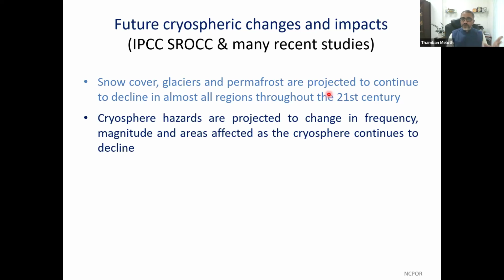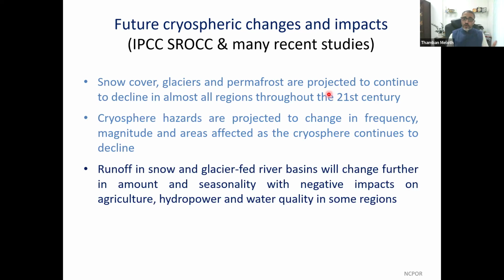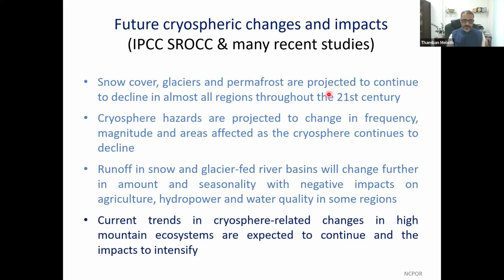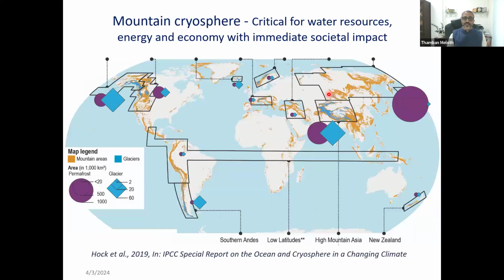Especially, cryosphere hazards are projected to change in frequency, magnitude, and the areas affected as the cryosphere continues to decline. And runoff from the snow and glacier-fed river basins will change further in amount and seasonality, with negative impacts on agriculture, hydropower generation, as well as water quality in some regions. The current trends in cryosphere-related changes in high mountain ecosystems are expected to continue and the impact to intensify. This is something we are already quite well versed in understanding.